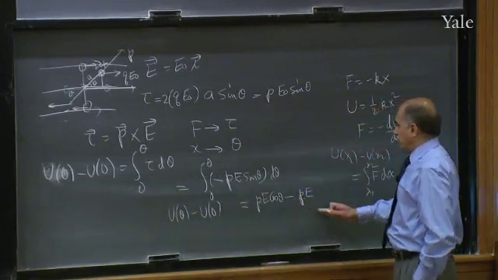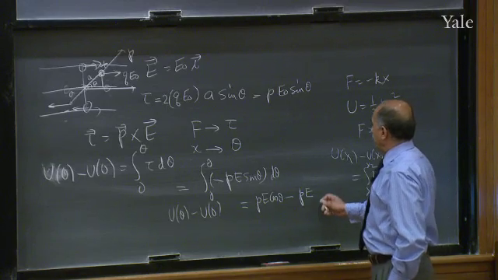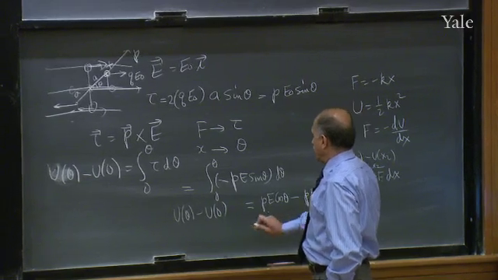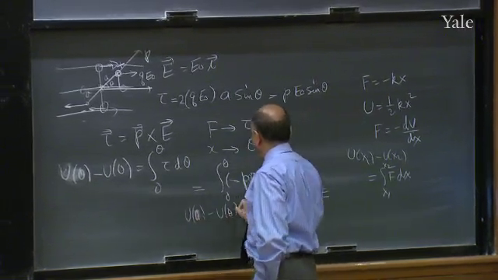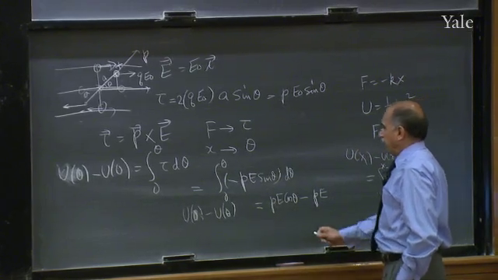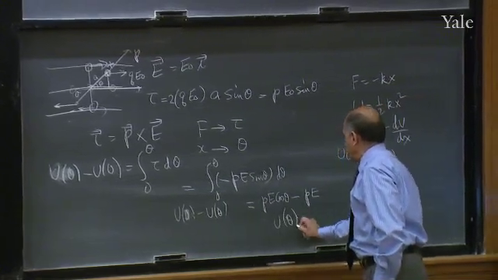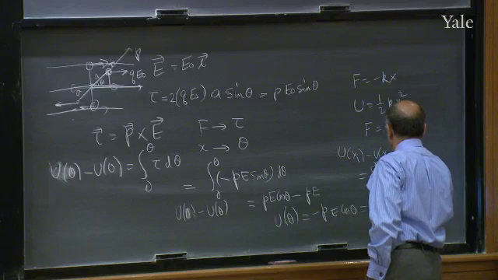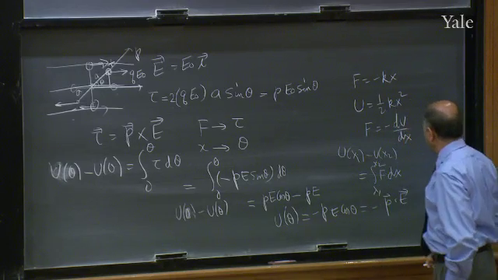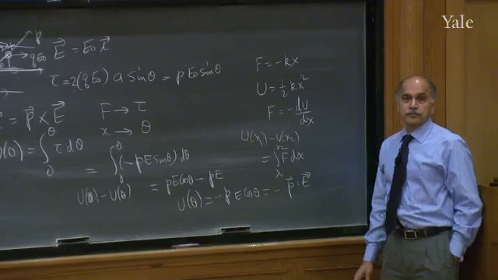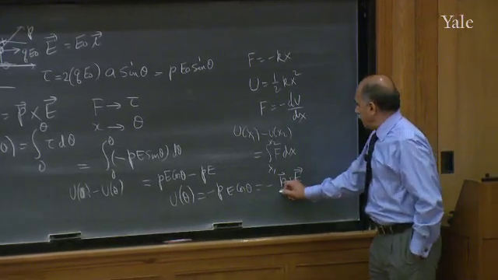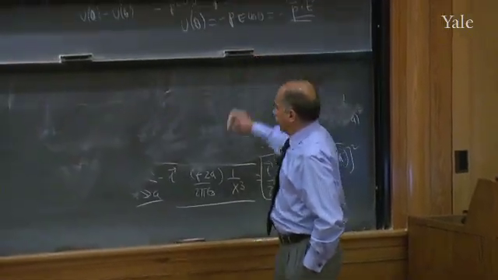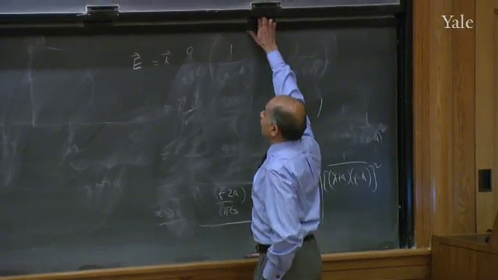By comparing the two expressions, you can identify U of theta to be, this is U of 0 minus U of theta. Therefore, U of theta is equal to minus P E cosine theta, which is minus P dot E. So that's the final formula you have to remember.